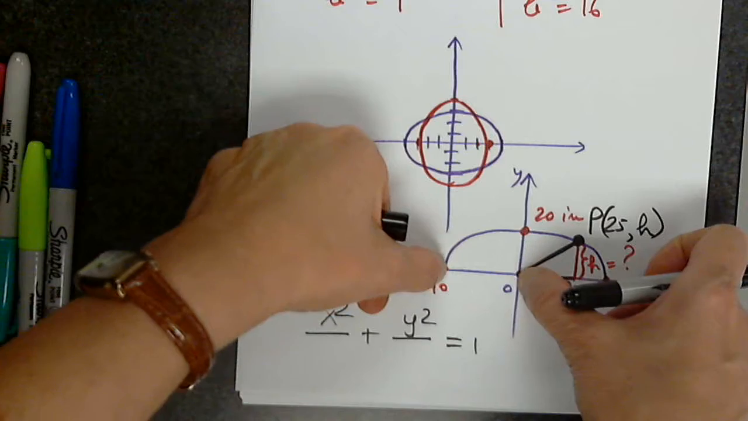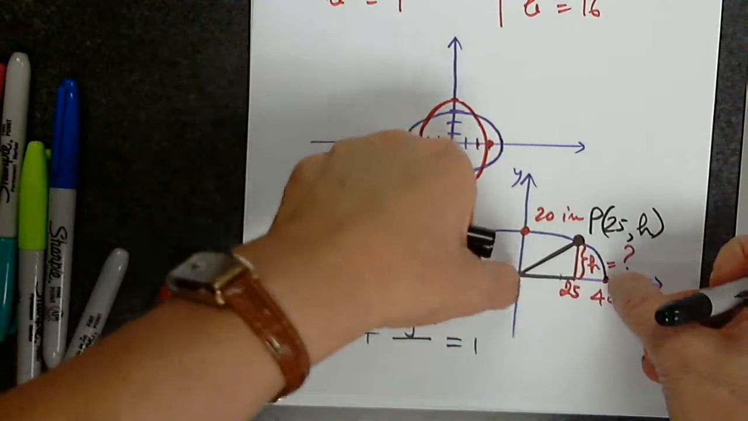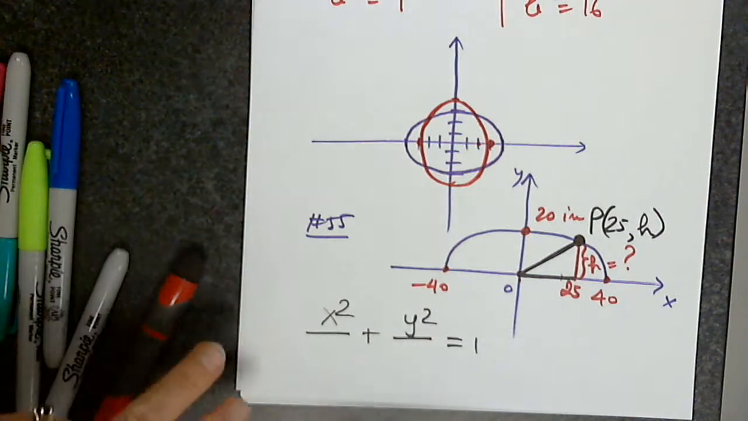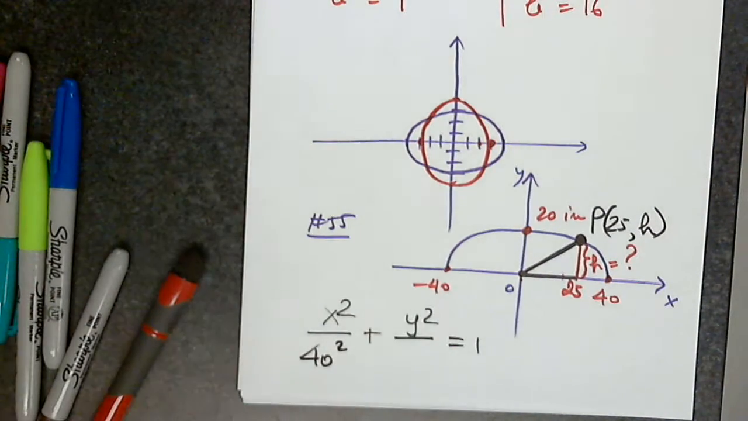So a squared is, this is a, oh, and this is a. That's why I put them already as 40 and negative 40. 40 squared, that's it. And y squared over 20 squared, that's it.